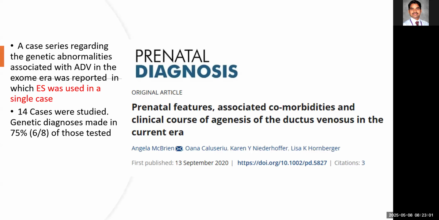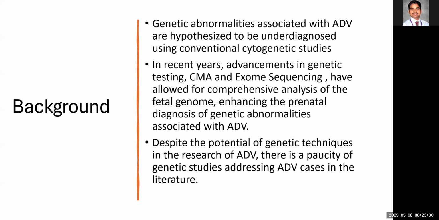For example, Maudab et al. published a systematic review of literature in the year 2015 describing 259 fetuses with ADV, of which 154 cases had genetic testing done. Conventional karyotyping was done in those cases, in which 38 fetuses were diagnosed with chromosomal abnormality. In the year 2017, Pecco et al. have done the largest literature review from publications spanning 25 years.